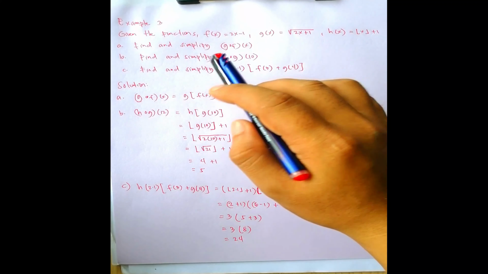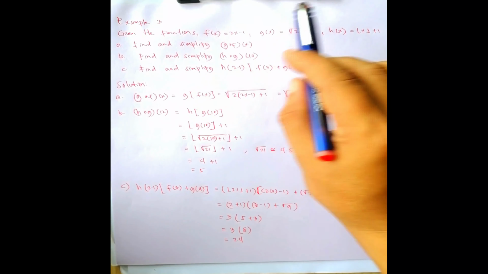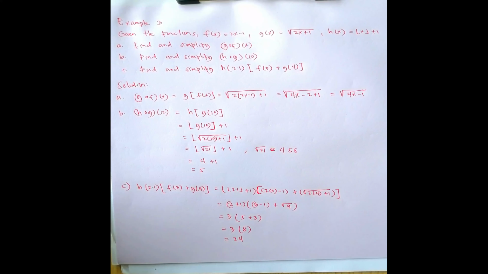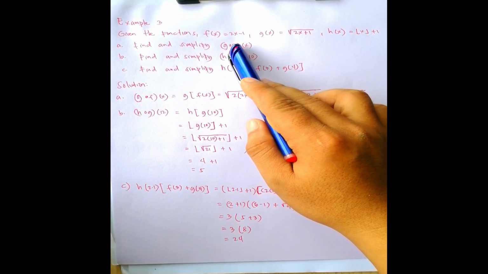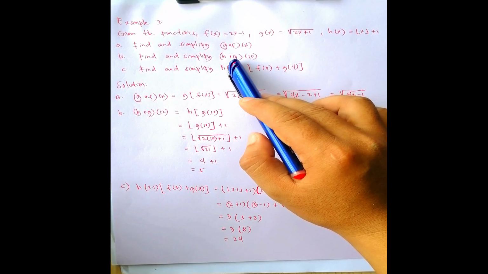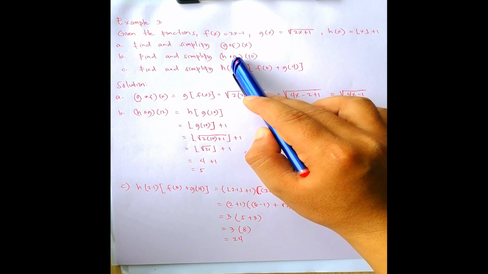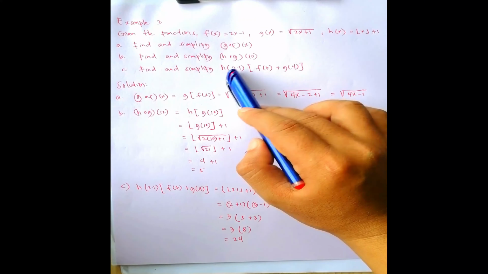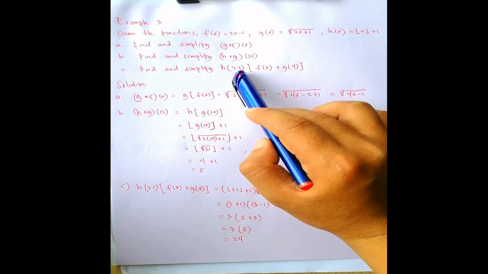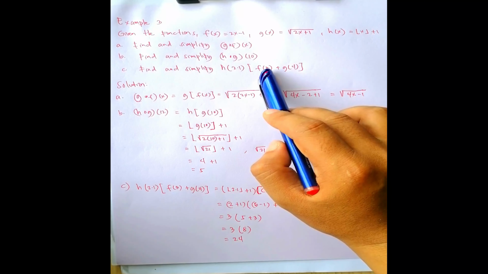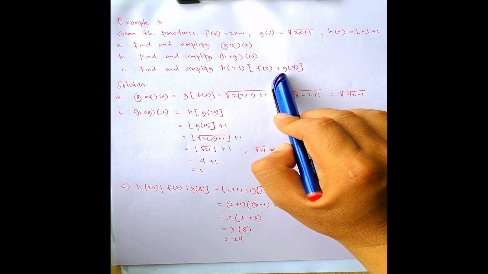For example number 3, given the following functions, f of x equals 2x minus 1, g of x equals square root of 2x plus 1, and h of x equals the greatest integer function of x plus 1. Find the following. First is g circle f of x. Second is h circle g of 10. And third, h of 2.1 multiplied by the sum of f of 3 and g of 4.